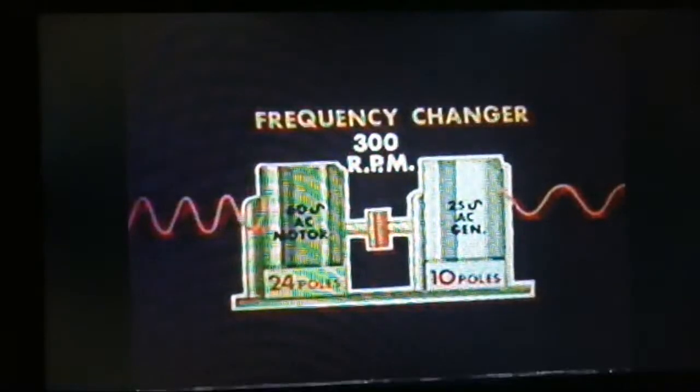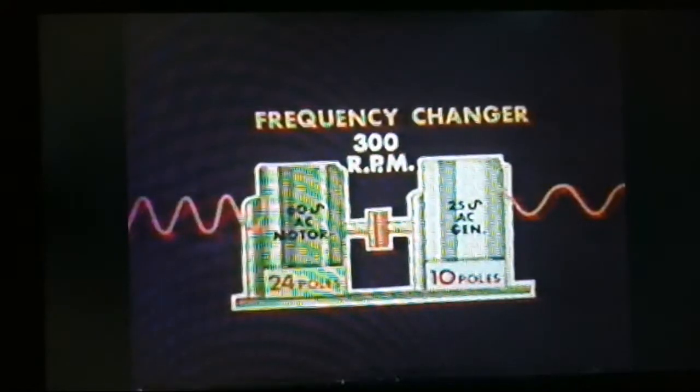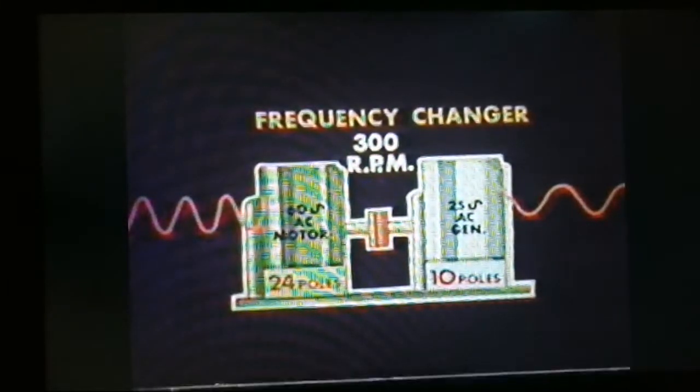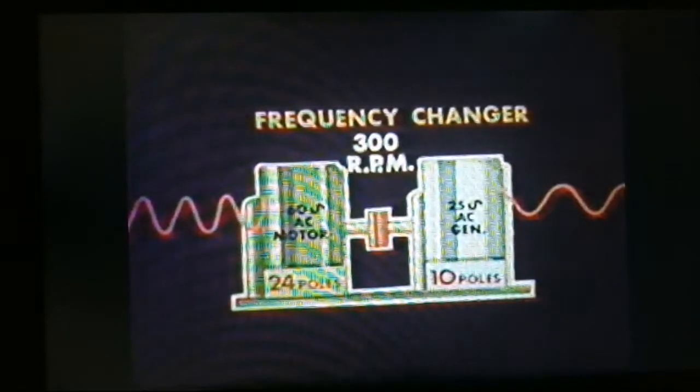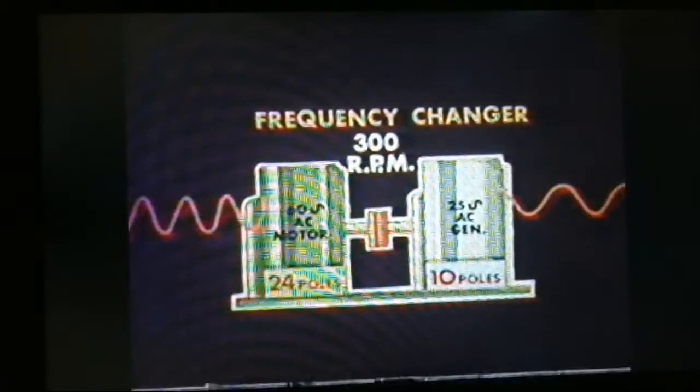When electric power is supplied, the 60-cycle unit acts as a 300 RPM motor, driving the 10-pole generator, which produces a 25-cycle voltage. In other words, a generator can become a motor, but for best efficiency, a true motor is used to convert electrical power into mechanical energy. Just remember, a frequency changer.